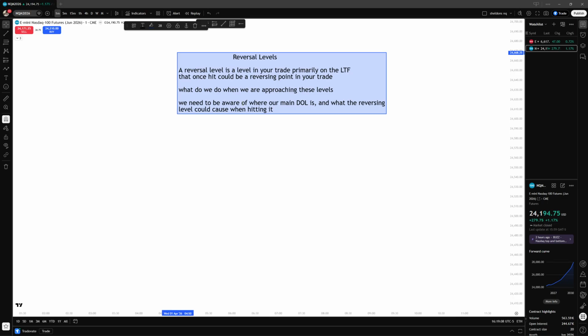Because it's reacting off of different time frame things. So we need to be aware of where our main draw is, and why does it keep doing that, and what the reversing level could cause whenever you're hitting it.